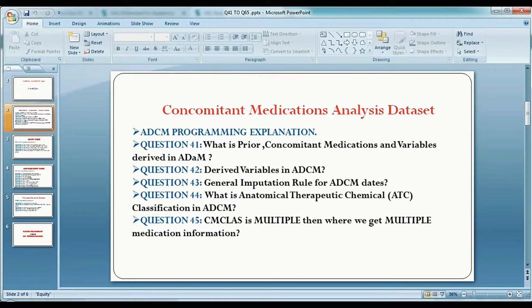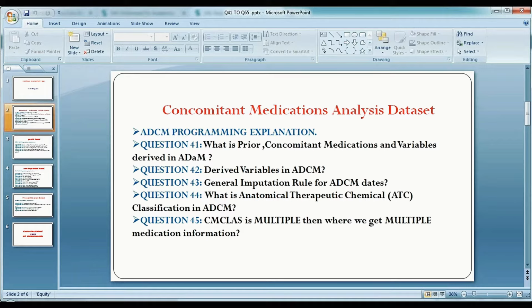The first questions, 41 to 45, are related to concomitant medication. If you have done your ADCM dataset in your experience, or you are going to do that, these questions may be expected in interviews, and these topics and scenarios may also help you with real-time programming.